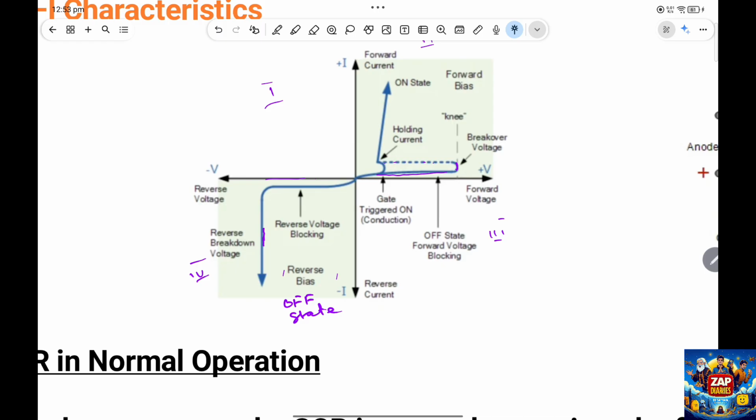Or even if you don't increase the gate impulse, when it reaches a certain voltage level, after the breakover voltage it will turn on, and the current will rise as well, and after the holding current, it will again shut down instead of maintaining the on state.